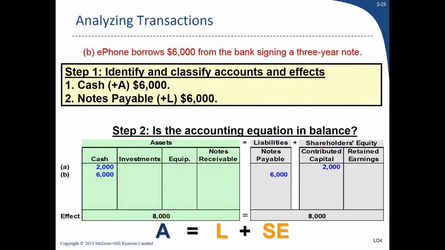ePhone borrows $6,000 from the bank, signing a 3-year note. 3 years. So what does this mean? 3-year is the term. Okay, and note is just another word for an amount payable, a loan. Okay. What are the accounts and effects? Our cash balance increases, but the amount of liabilities we have also increases, right? The bank, we owe the bank $6,000.